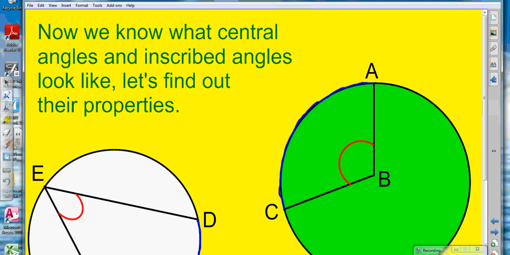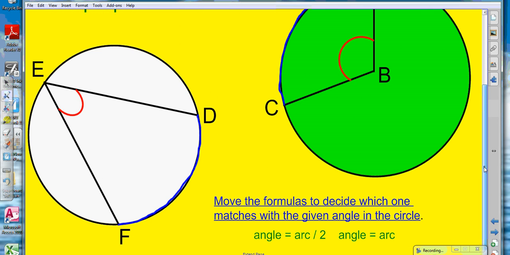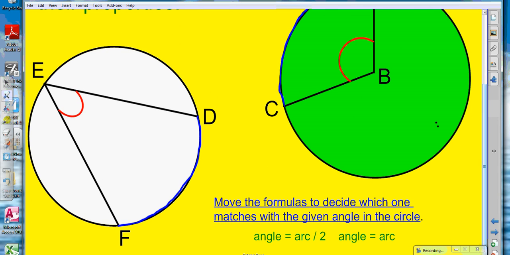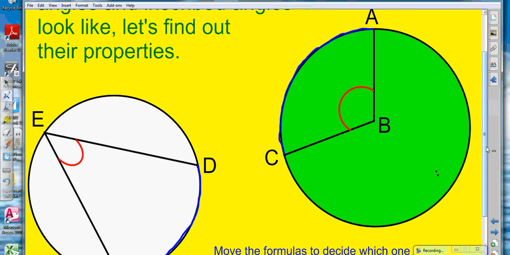Let's start by recapping what we know is true about a central angle, which is this one over here. Okay, the directions say match the formulas to decide which one matches with a given angle in the circle. Well, think back to last time. What did we learn about the central angle of a circle? It is equal to the arc length of the outside. Okay, so for example, angle CBA, or however you want to name it, is going to be the same measure as arc CA. Okay, so the measure of arc CA is equal to the measure of angle CBA.